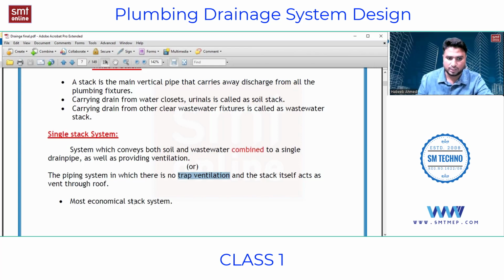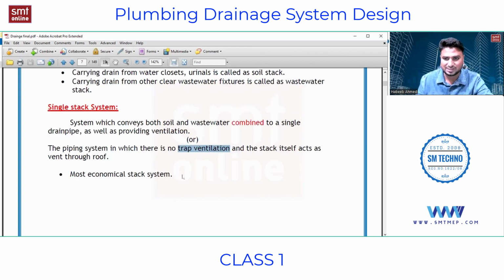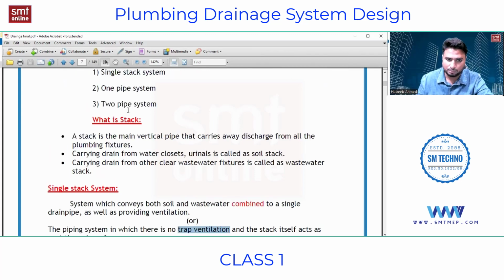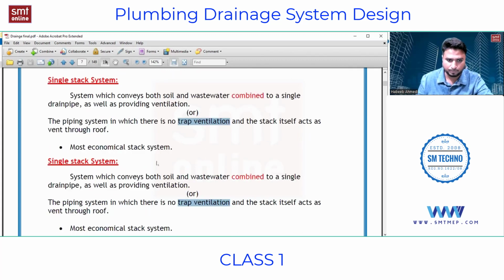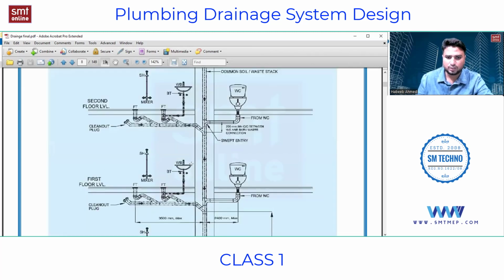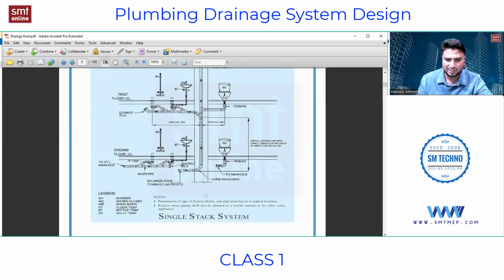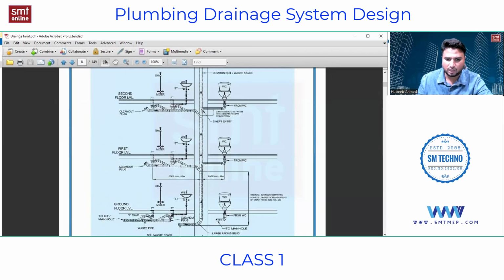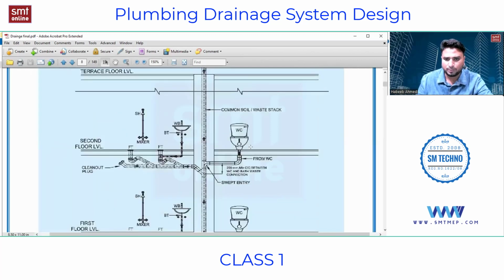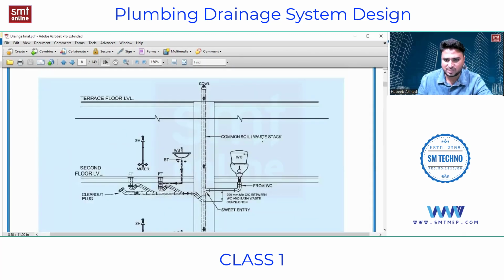So this is the most economical system among these three systems, that is single stack, one pipe and two pipe system. If you pay attention to this, this is given as per NBC. Just now I've shown you the single stack system. If you pay attention, ground floor, first floor and second floor. Here, this is a common soil and waste stack. As I said just now, a vertical pipe is a stack. So this is a common pipe.